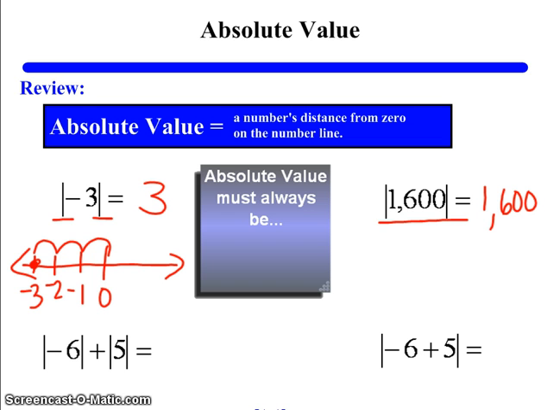Absolute value can be used in a problem. Here we have the absolute value of -6. Well, we know that that is 6 spaces away from 0. Absolute value of 5, that's 5 spaces away from 0. And now use your addition sign to combine them to get you an answer of 11. Absolute value bars can also be used as parentheses, and we'll talk more about this in a future lesson.